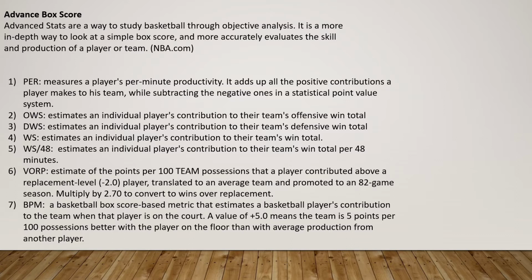Win share per 45 minutes is the win share over a whole game. And number 6 is VORP, value over replacement, which measures how the player stacks up against the one he's replacing during the game. And BPM, box score plus-minus based on minutes, is the impact a player has when he is on the court. These are the advanced terms that I'll be using to compare the players.